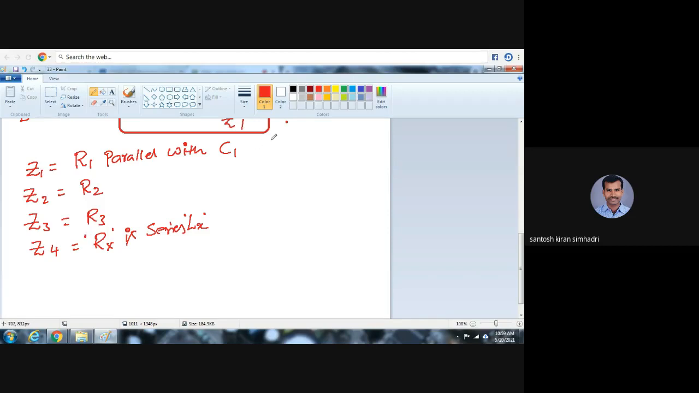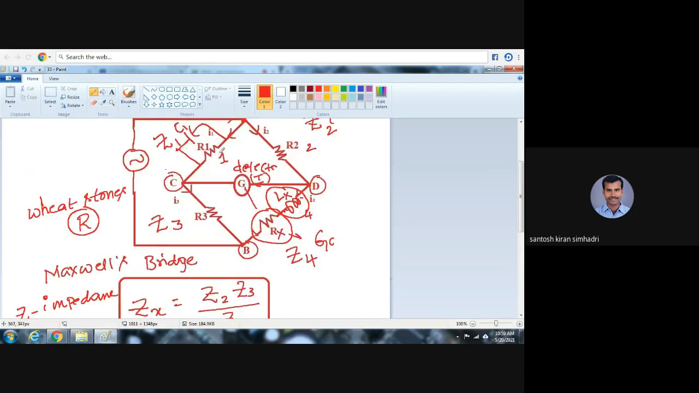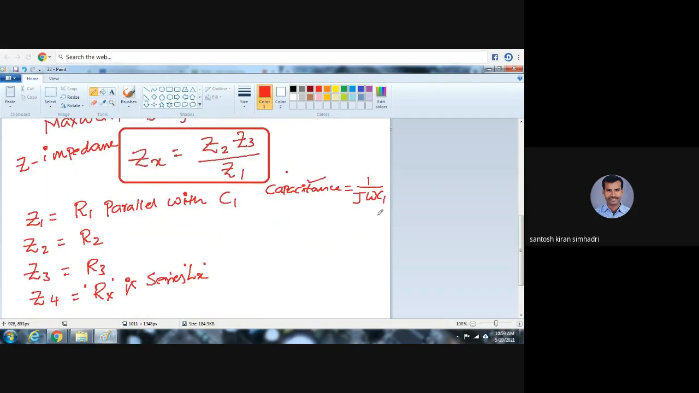Now, I will start with C1. The capacitance has some resistance. How can we define this resistance? Very simple. We can write it as 1 by j omega C1. This is the impedance value of the given capacitor. Whenever you observe a capacitor, you can simply write 1 by j omega C, where C is replaced with C1.